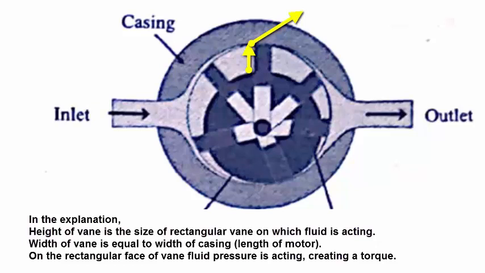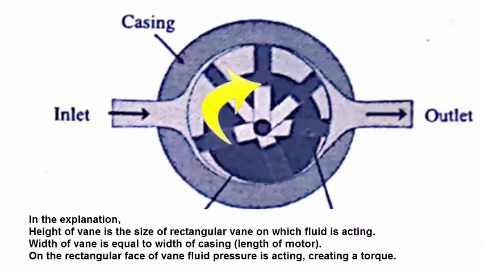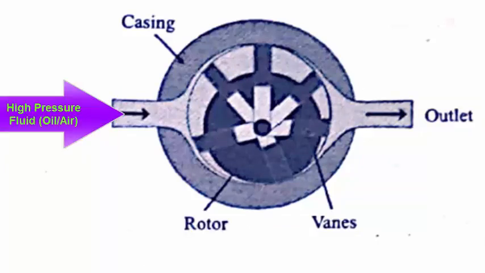Now here you have the inlet side and the outlet side. The question is, what will be the direction of rotation? If the high pressure air is coming here and acting on the surface, or is pushed in this particular direction, then what will happen?